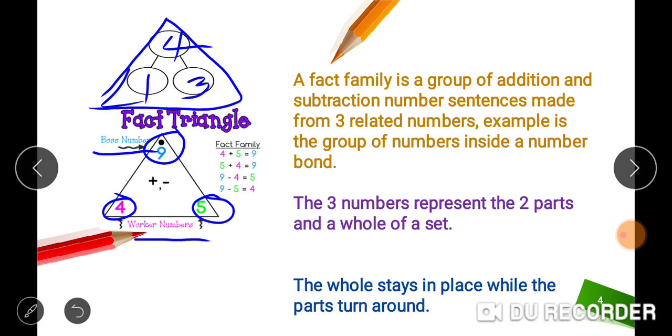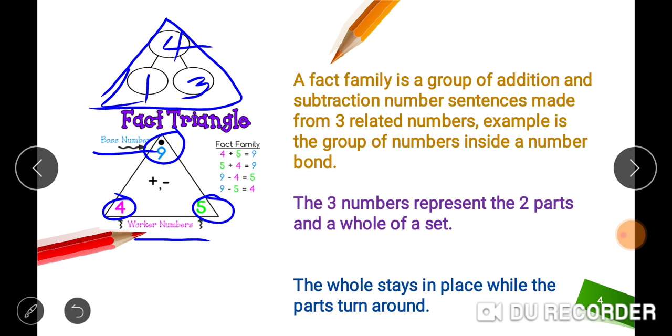So now look at this fact family. 9, 4 and 5. What do we have here? 4 plus 5 equals 9. You can flip the order and say 5 plus 4 equals 9. But when you are doing subtraction, remember that the biggest number has to be in front, because you are subtracting the smaller number from the biggest number. So 9 is at the front. So 9 take away 4 equals 5. Then you flip the numbers again. 9 take away 5 equals 4.